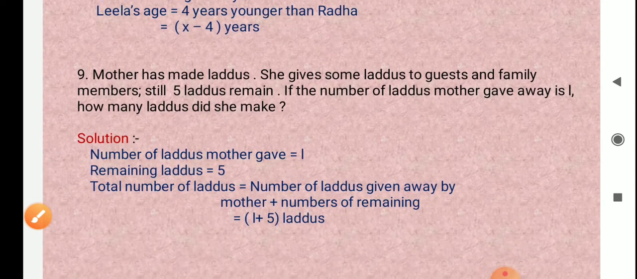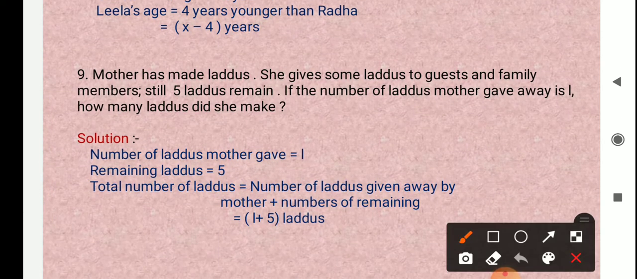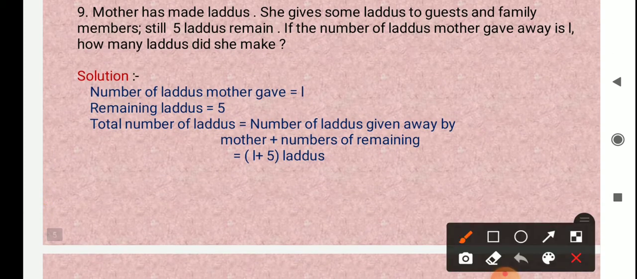Next, ninth word problem is mother has made laddus. She gives some laddus to guests and family members. Then also still 5 laddus remain. If the number of laddus mother gave away is L, how many laddus did she make? So let's see solution of this word problem. Here number of laddus mother gave is L and she distributed those laddus to the guests and family members. Then also 5 laddus remain. So remaining laddus are 5.